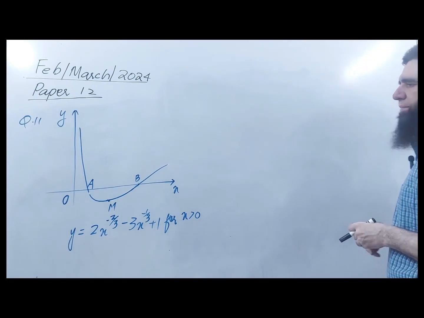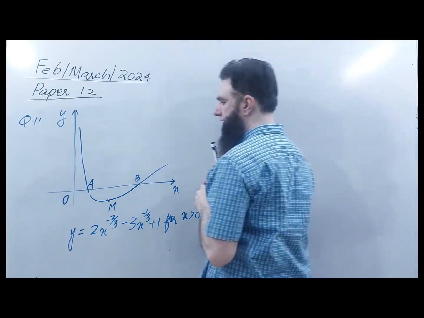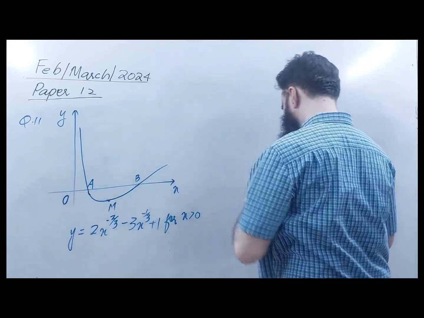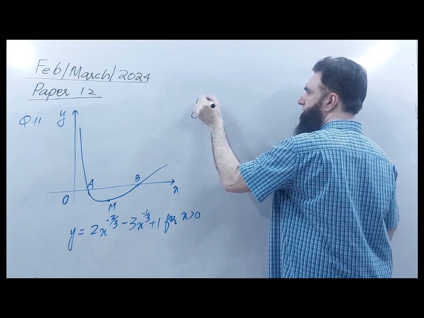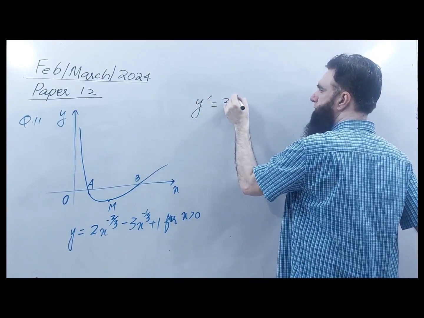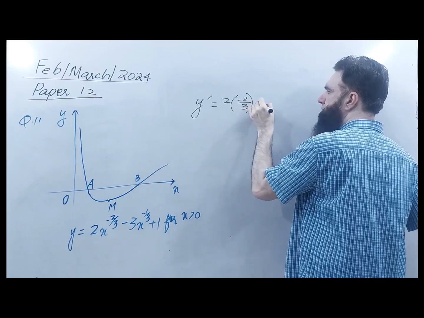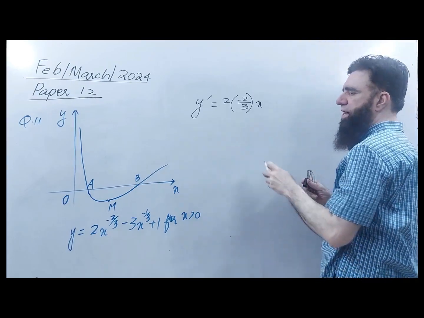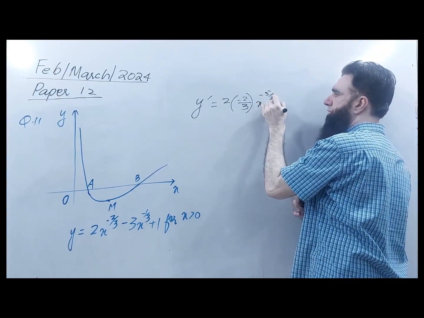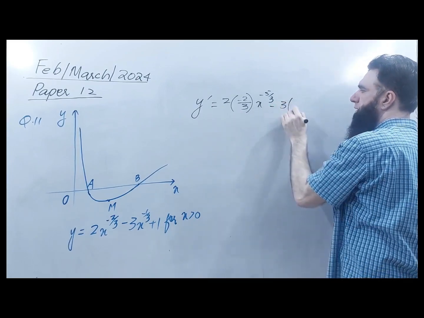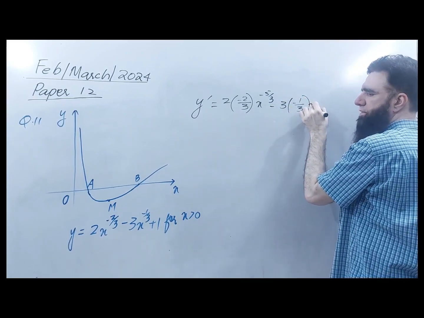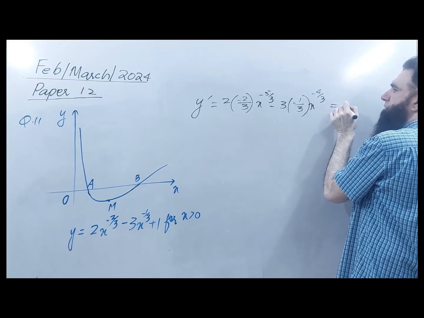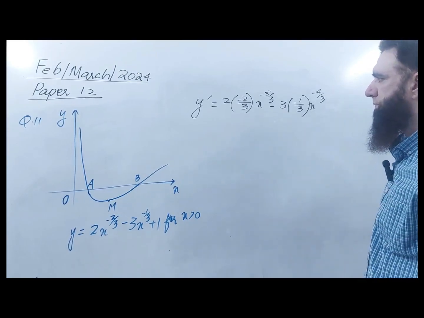You know, M is the minimum point, and at the minimum point, the derivative is 0. At minimum and maximum point, the derivative is 0. So we find the derivative first. It's 2 into minus 2 by 3 x power. You subtract 1 from it. What you get is minus 2 by 3 minus 1 is minus 5 by 3, right? And then minus 3, you take minus 1 by 3 down, then x minus 4 by 3. The derivative of 1 is 0. This is how it is.